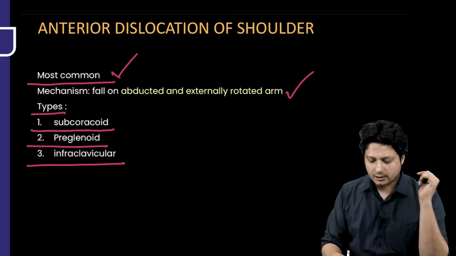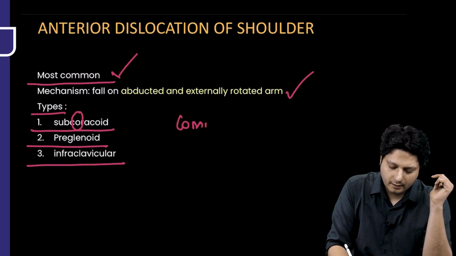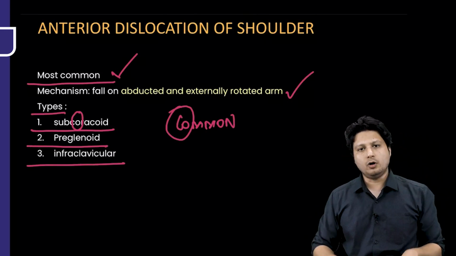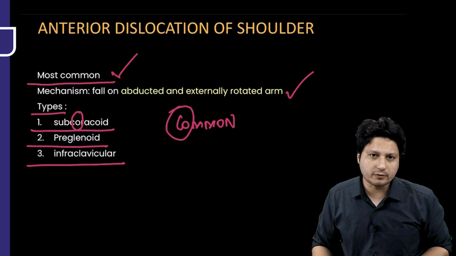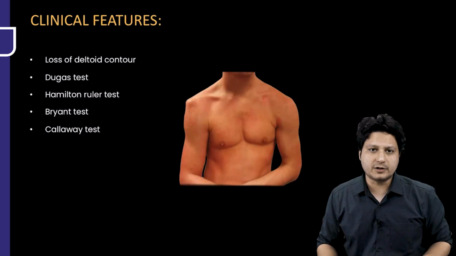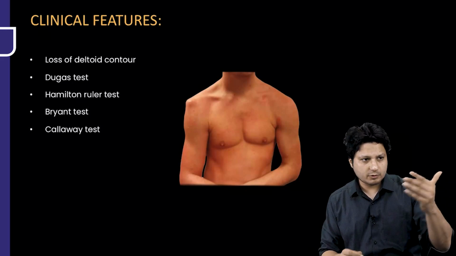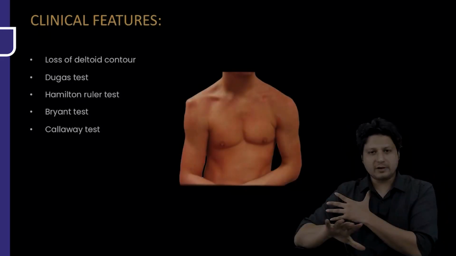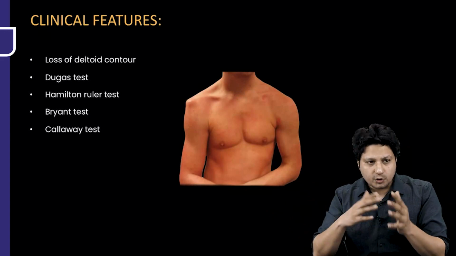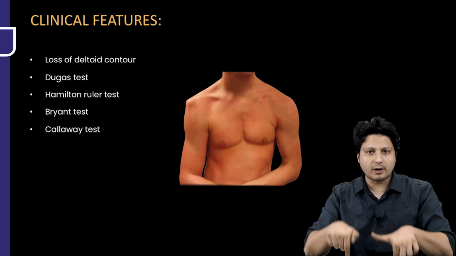Out of these three, the most common one is the subcoracoid variety, because the word common shares CO with coracoid. So the most common type of anterior dislocation of the shoulder is the subcoracoid type. Next are the clinical features. This is important for you, because every time you are sitting in the emergency, you see a patient coming with an abnormal position of the limb, with an abnormal attitude in which the limb is held, and you have to diagnose clinically whether the patient is suffering from anterior dislocation or not. This is what you are going to learn.